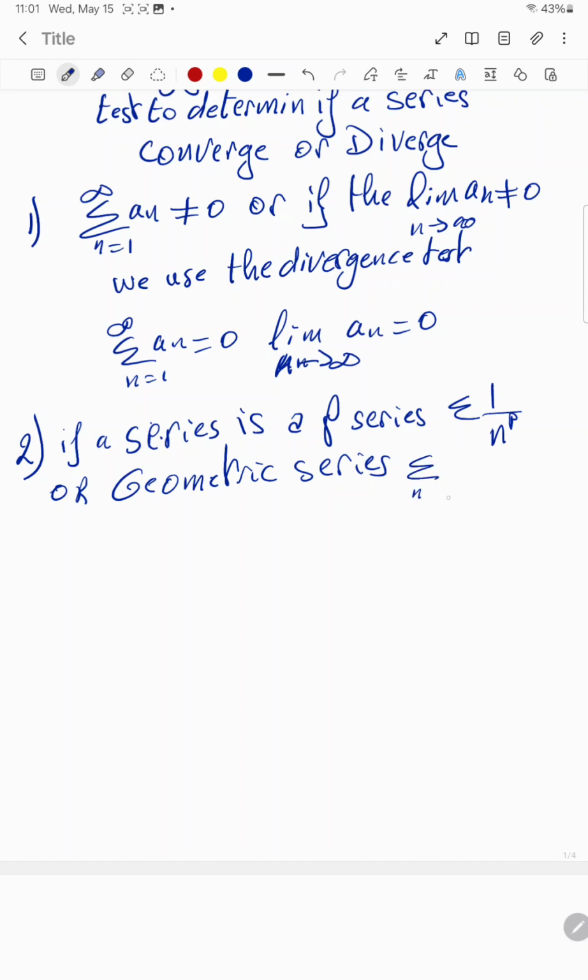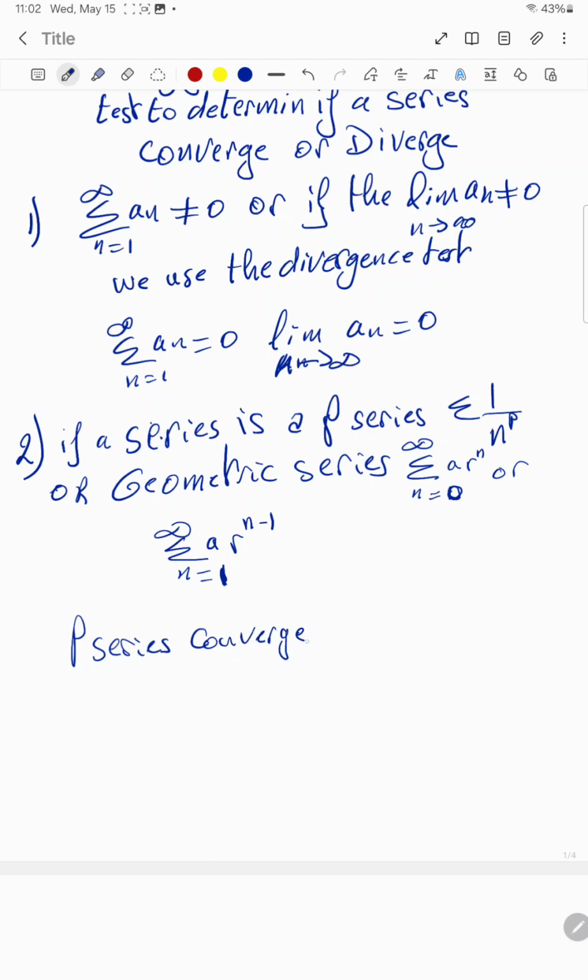Sum for n equal 1 to infinity of a times r to the power of n, or sum n equal 0 to infinity, sorry, this is 1 to infinity of a r to the power n minus 1. So for those two series, the P series will converge if P is greater than 1. That's easy.